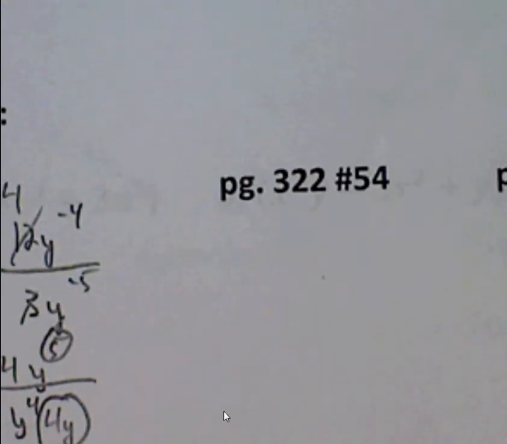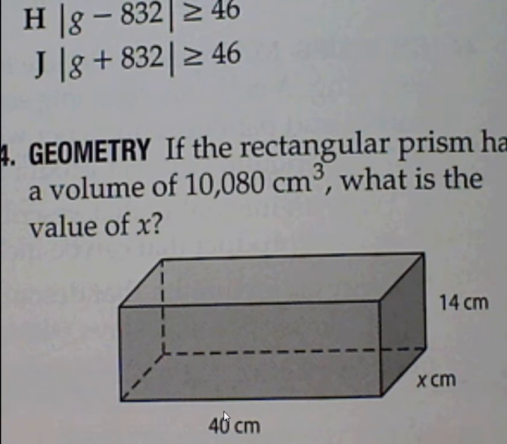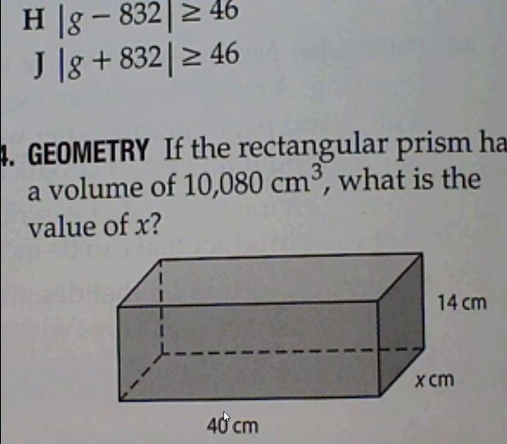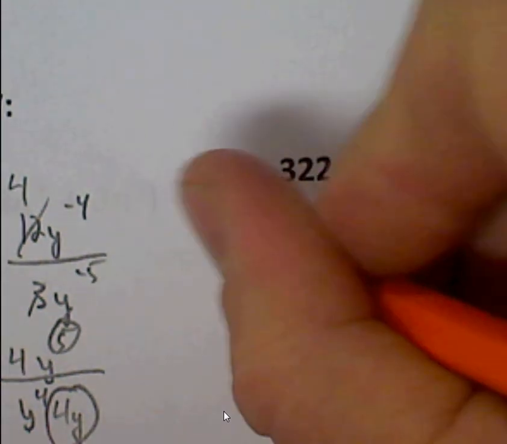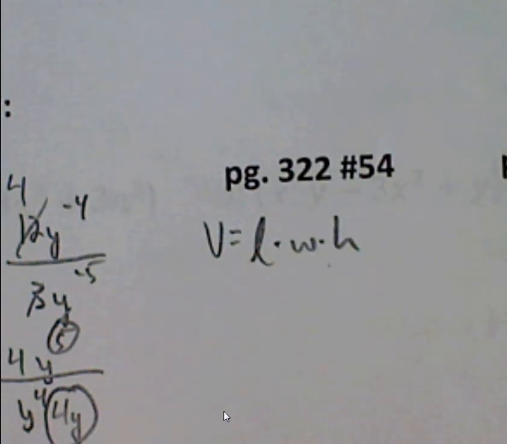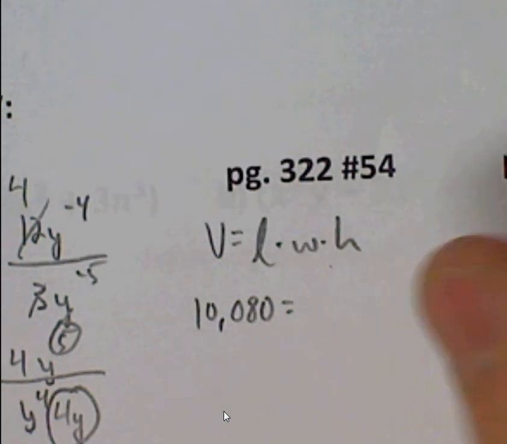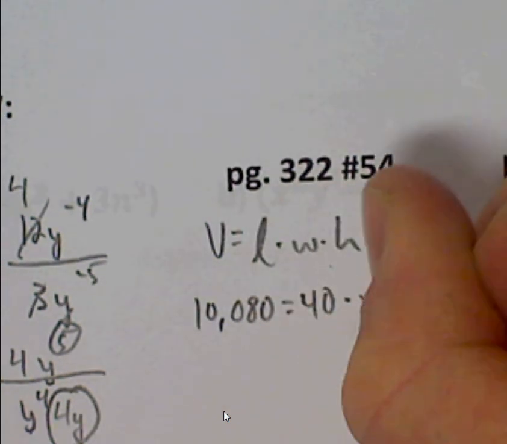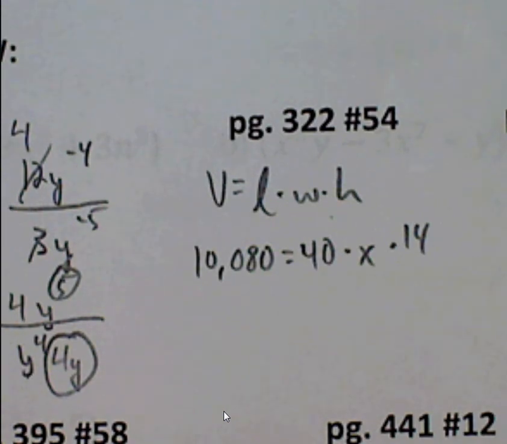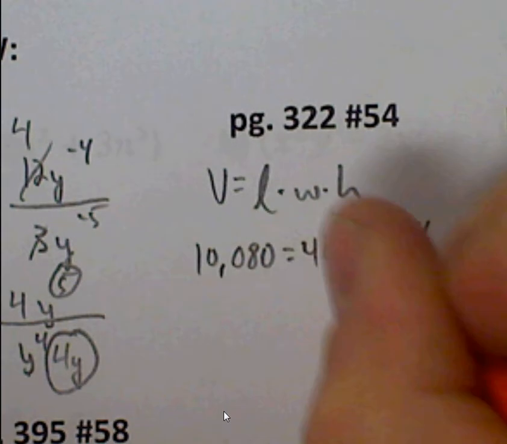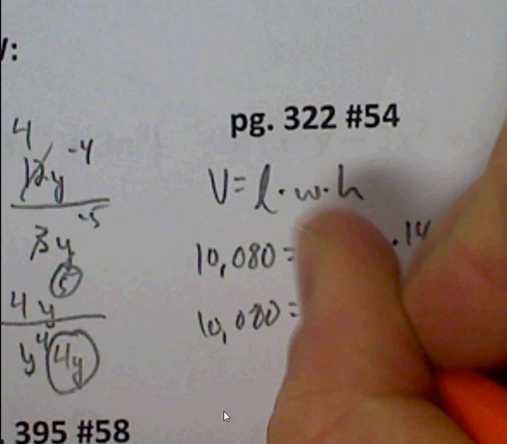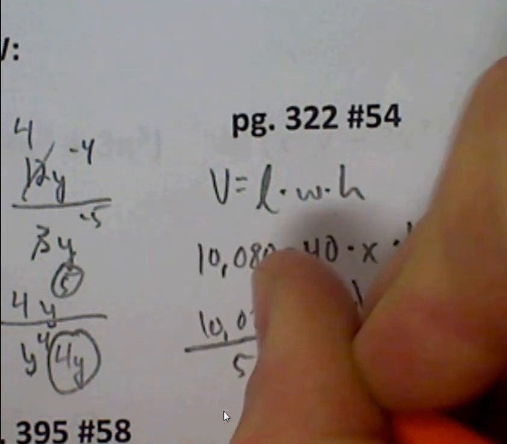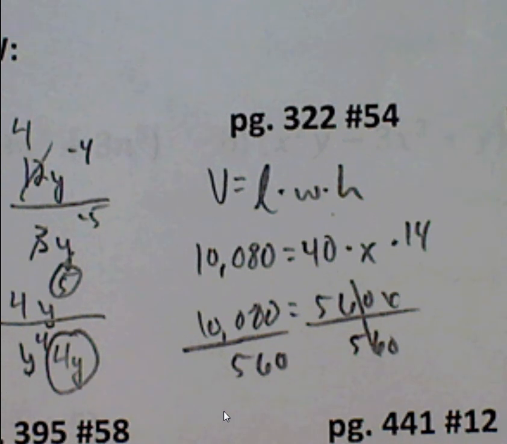Page 322, number 54. So here's what we have. If the rectangular prism has a volume of 10,080 centimeters to the third, what is the value of x? So I know that the volume of a rectangular prism is length times width times height. They already gave me the volume is 10,080. My length is 40. My width I don't know. And my height is 14. So 40 times 14 equals 560. So 10,080 equals 560x. Divide by 560. So 10,080 divided by 560 gives me 18.